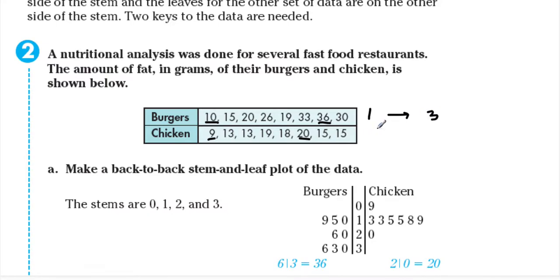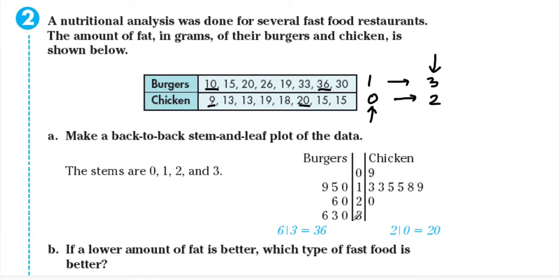The chicken will have a stem from 0 to 2. Why 0? Because the tens place value of the chicken is 0. So if you notice, the least value would be 0, and the greatest value would be 3 in the tens place digit. And that's where your stems will come from. Get the least place value, which is 0, and the greatest place value, which is 3, and that's the reason why you have your stems from 0 to 3. 0, 1, 2, 3 will be your stems.